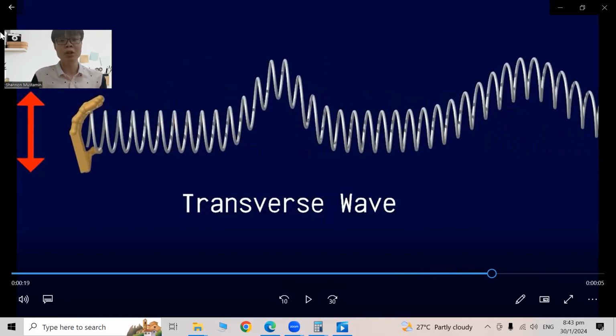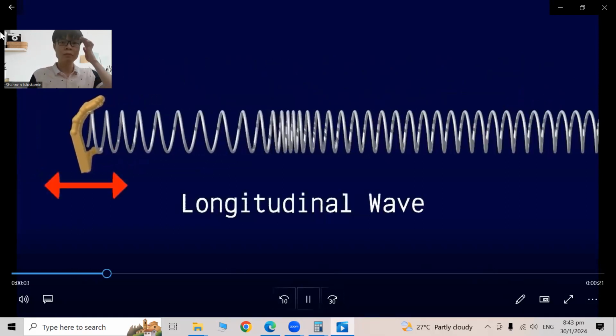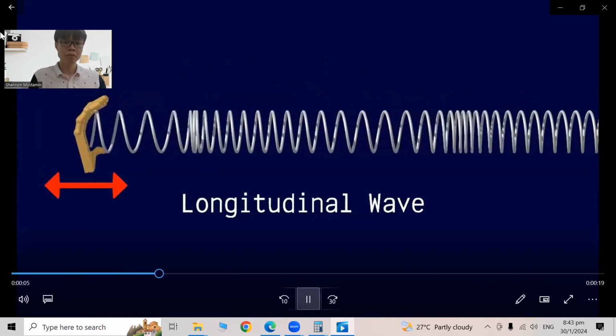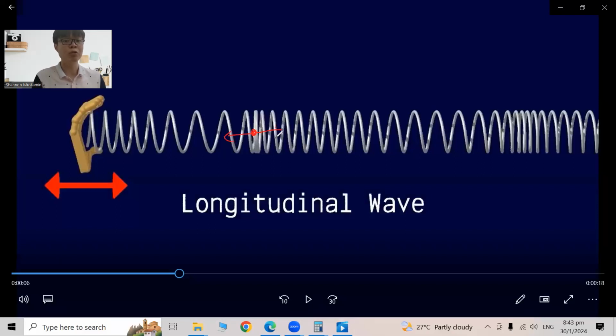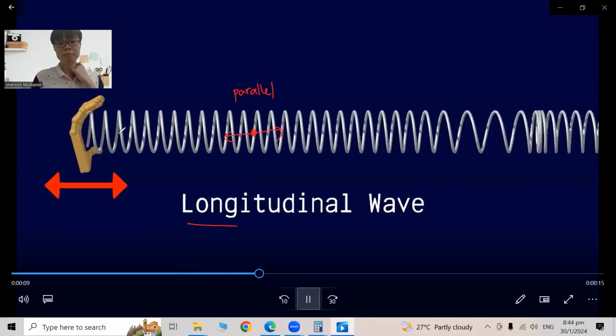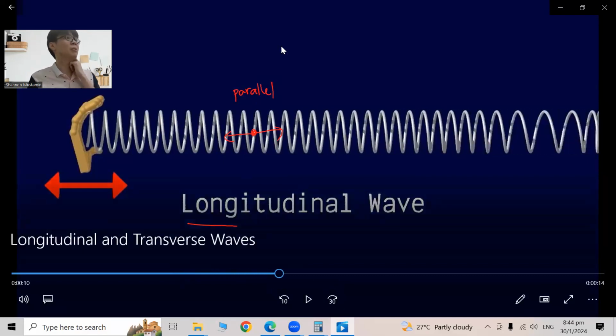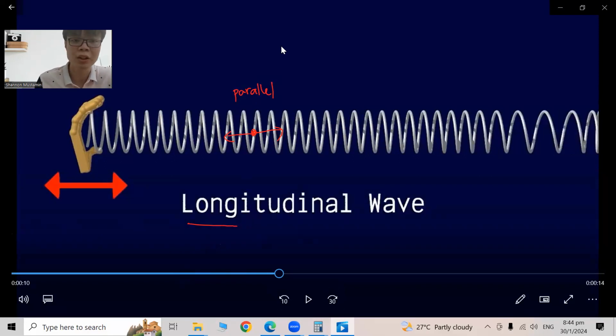On the other hand, for longitudinal waves, the vibration of the particles is along the direction in which the wave travels. Wave moving from left to right, and the particles in the spring are also moving left to right, parallel. You can think of it as long. Longitudinal waves are also referred to as compression waves. Alright, so that's the first key objective, understanding the difference between transverse and longitudinal waves.